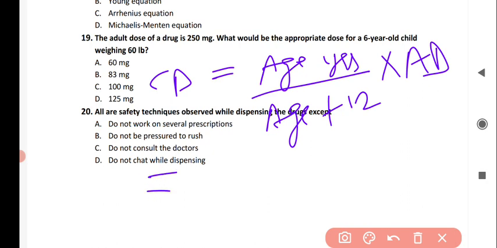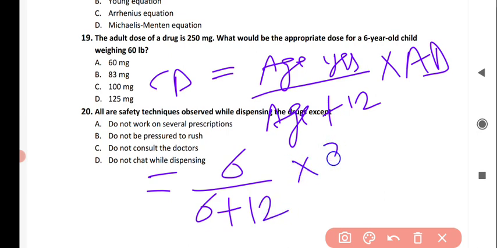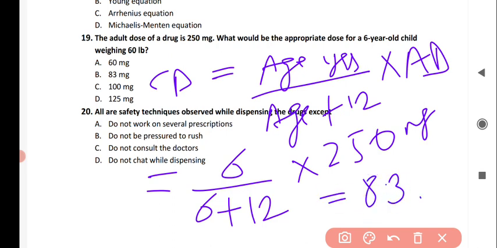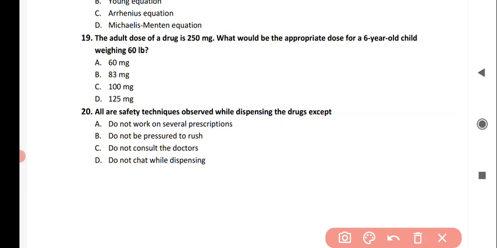Simply we can put the values. Age in year is given 6 year, 6 plus 12 multiplied by adult dose is 250 mg. So after calculating these values we will get the final value 83.3 mg. So the most appropriate among these is option B, that is 83 mg dose is the right answer for this question.